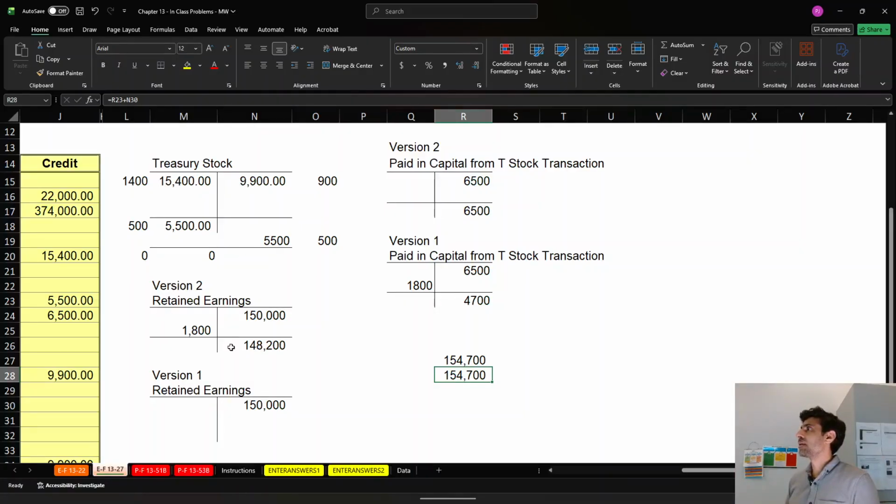Okay, does that make sense? Version 1, again, was the traditional order that the problem was stated in. Version 2 is when I just reversed the order. Okay, but the end point, the net change to equity is the same. It's just, again, been split because the order did matter as to how we were going to account for it. Okay, everyone good with that? Make sense?